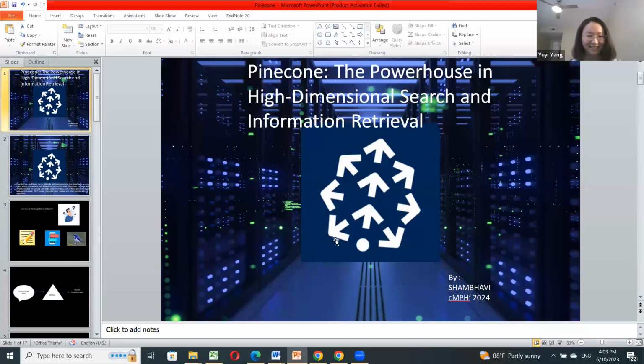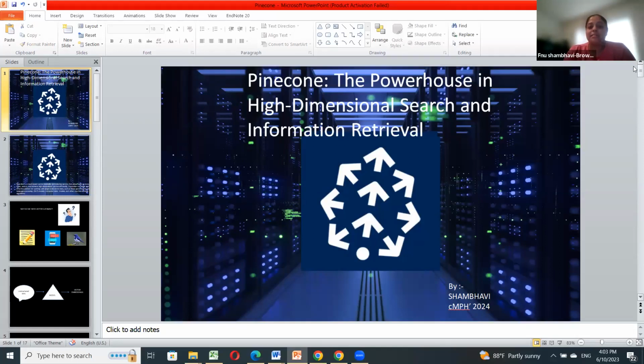Sure. Okay, so today I will be presenting a new topic: Pinecone. It's growing so popular nowadays. The company that developed this app is earning millions and billions because of it. It's very useful, especially if you have very large data and it's difficult to store and retrieve it. In that case, it's very useful.